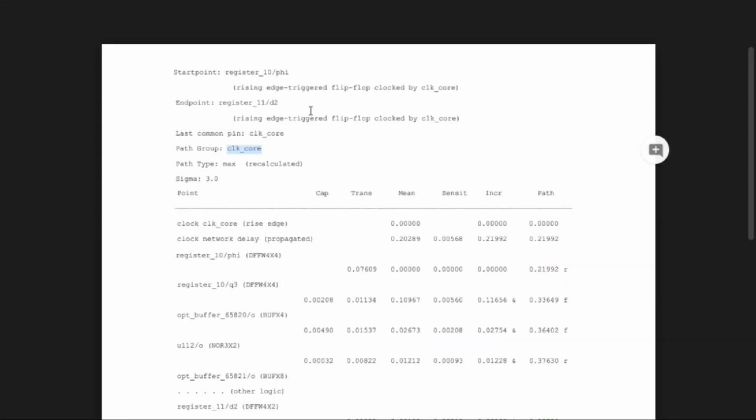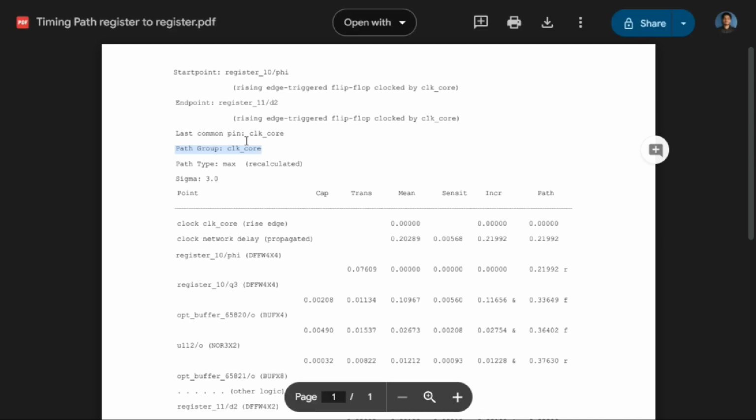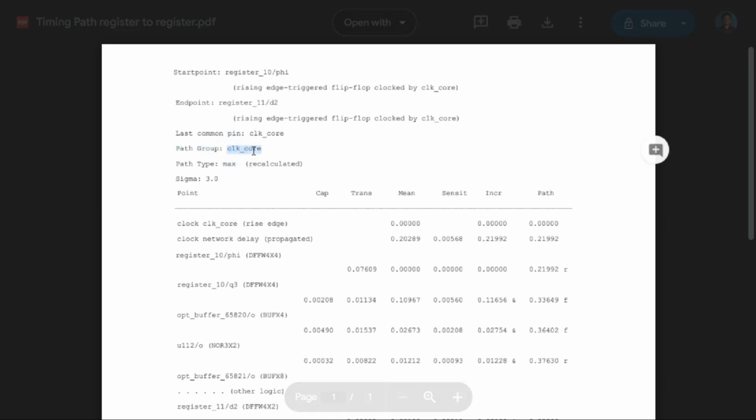By default, the tool PrimeTime creates the path group for each and every clock. So in this case, it has created a path group called CLK core. So that's why it is telling this path group is actually CLK core, but it could be any other path group which you are creating also, right? If we create a path group name differently for this path, then it will be that name which is coming.